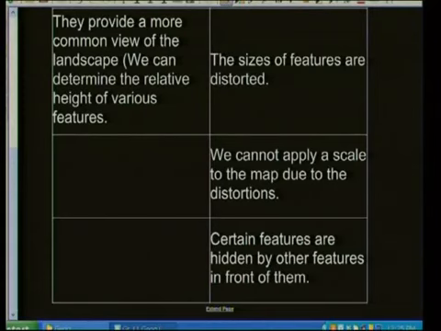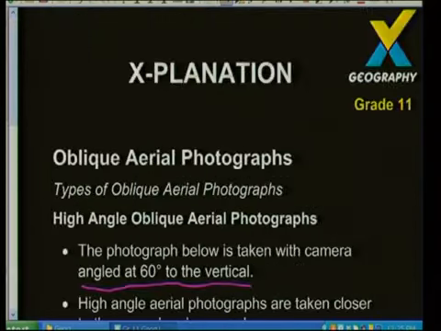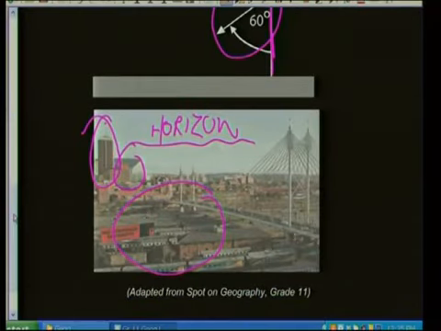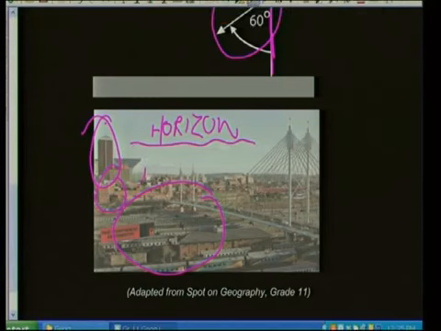Certain features are hidden by other features. That's another problem that we would have with oblique angle photographs. I'll show you here. Obviously, features behind this building, you may not be able to see. Behind this building, what's behind there, you cannot see because it's actually blocked by this taller building.